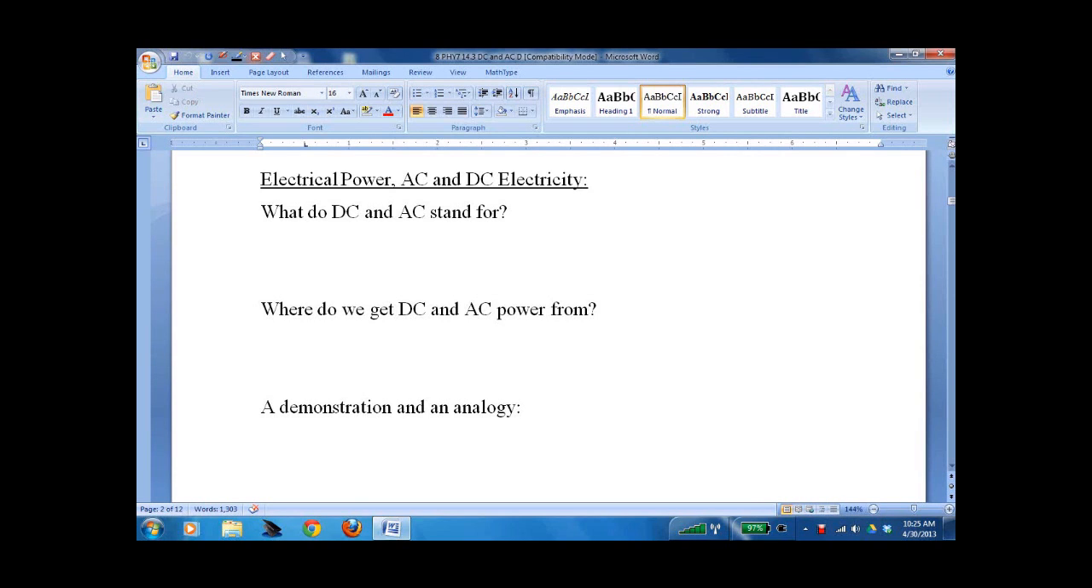Electrical power, AC, and DC electricity. There's 2 lectures today, so I'm going to go fairly quickly. Hit the pause button if you need to. What do DC and AC stand for?